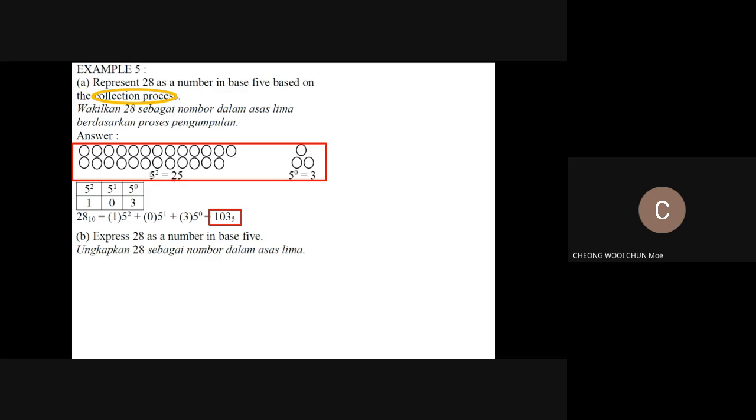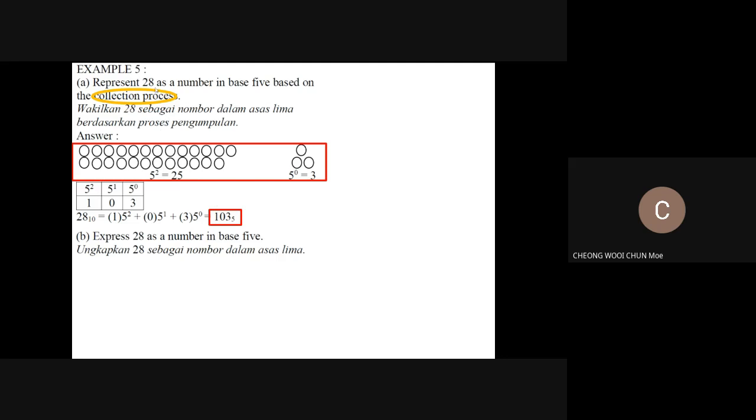So 25, another 5 power 2, then will be 5 power 1. 5 power 1 is 5. 5 plus 25 is 30. Cannot use 5 power 1. So it must be 5 power 0. So 5 power 0, you get 1. If 1 plus 25, you get 26 only. You need 28. So in the end, you must use 3 of 5 power 0. 3 times 1, you get 3. Then plus 25, you get 28.